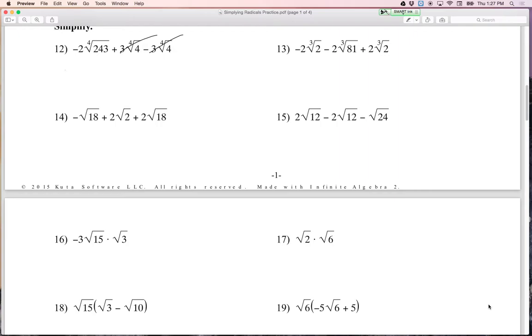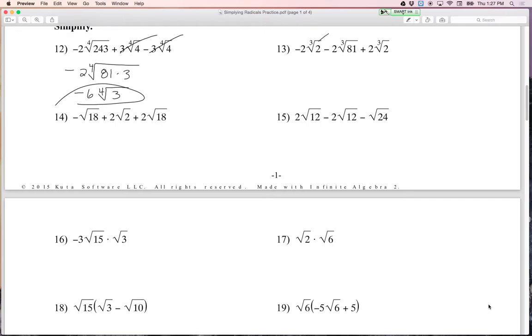243, what does that simplify to? Fourth root of 81 times 3. 81 is really how many 3s? 4, because it's 9 times 9. So you can take a 3 out, so it's -6, fourth root of 3. How many got that one? Excellent.